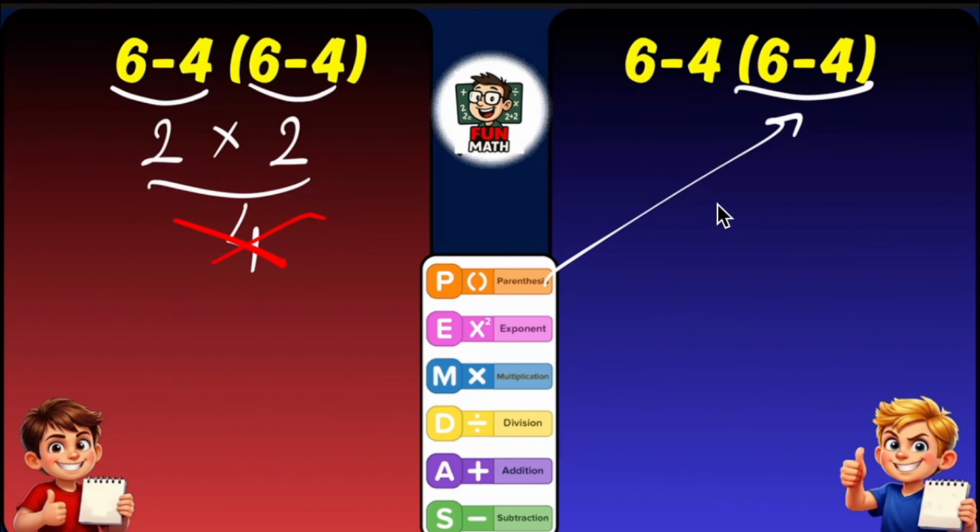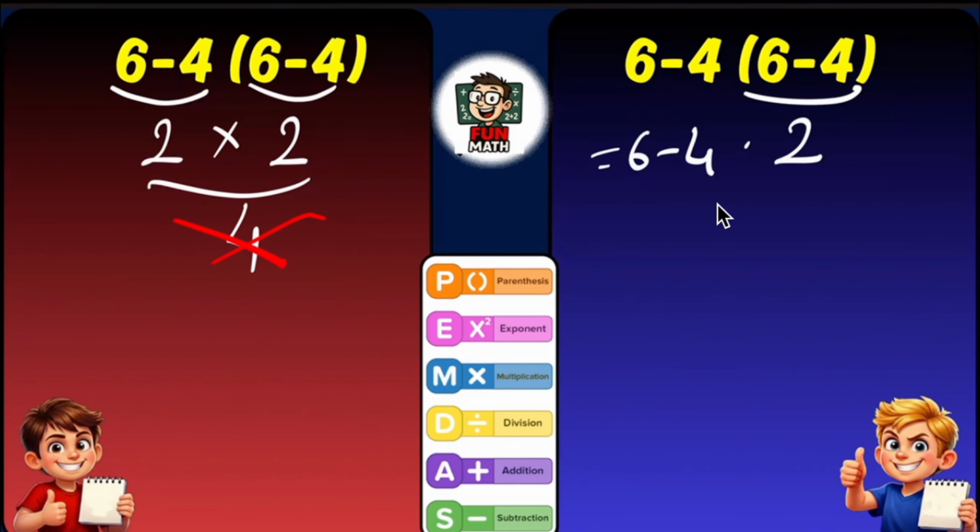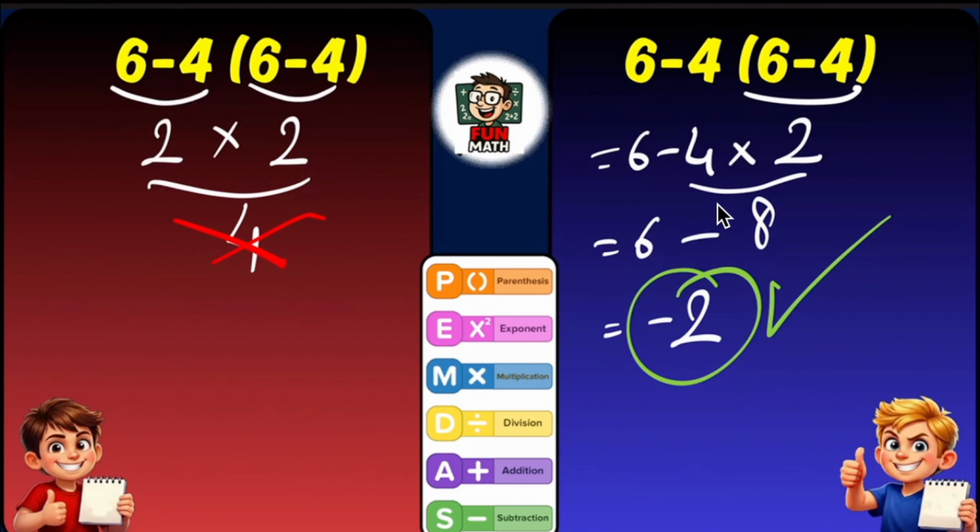First, parentheses: 6 minus 4 equals 2. Now there are subtraction and multiplication. First, multiplication: 4 times 2 equals 8. Finally, subtraction: 6 minus 8 equals negative 2. The correct answer will be negative 2.